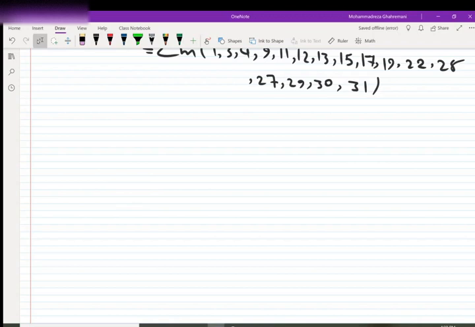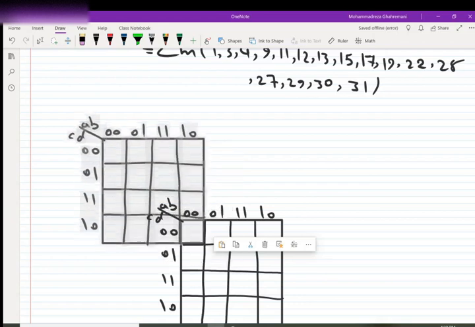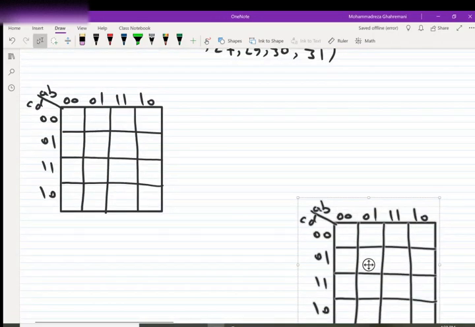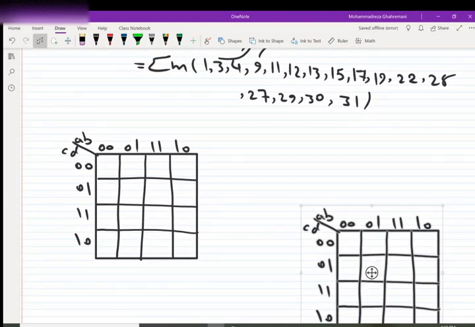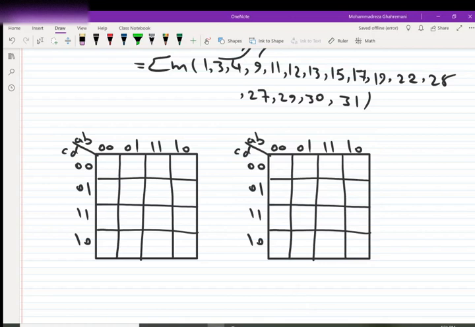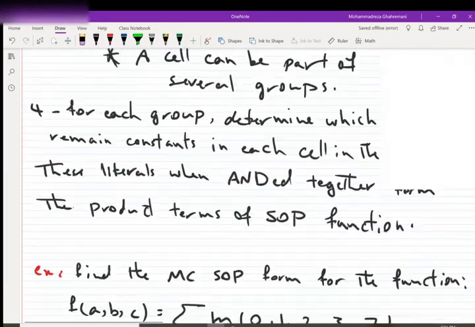And let me paste the table. As I mentioned, for 5 variable tables, we need 5 variable K-maps. We need to use 2 tables which are connected to each other. Okay, and I erase these columns. And let's go back to the 5 variable K-map.